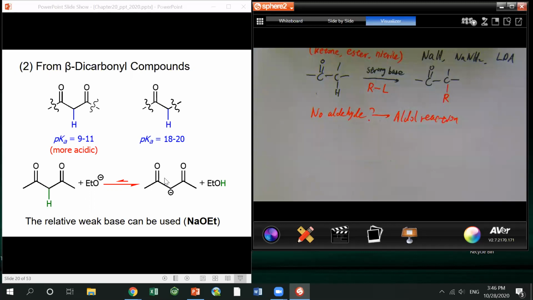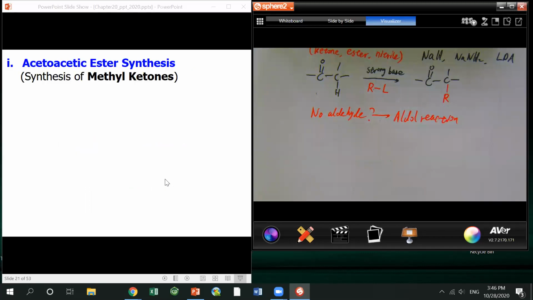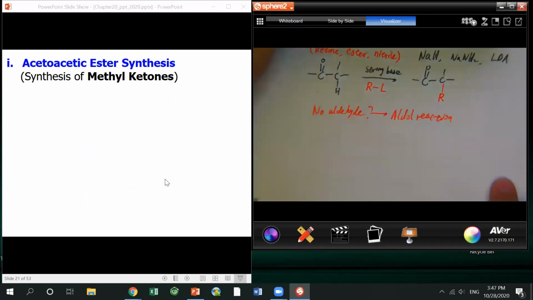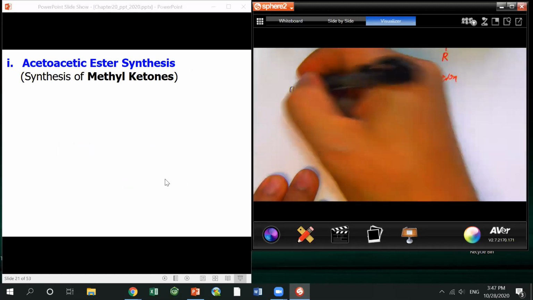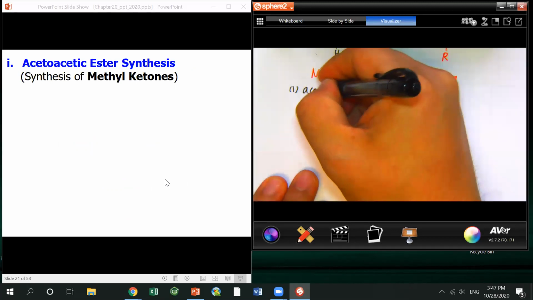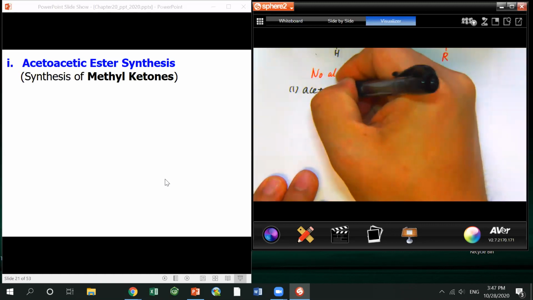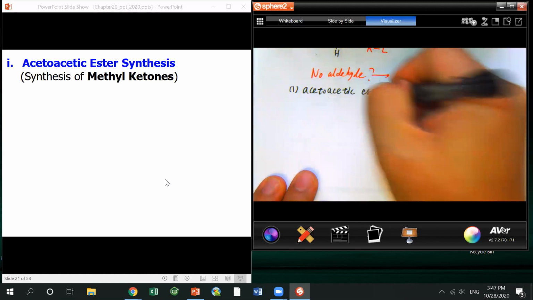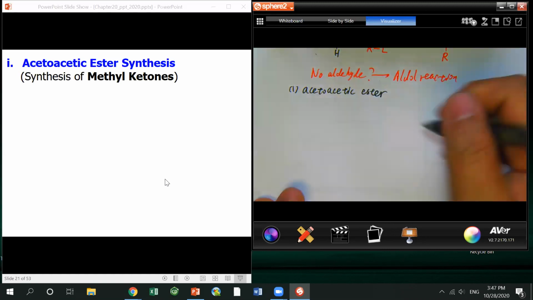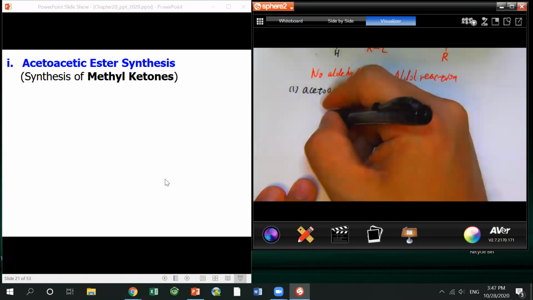All right. And here we will learn two beta dicarbonyl compounds. One is called acetoacetic ester. So for this structure, it's something like this.